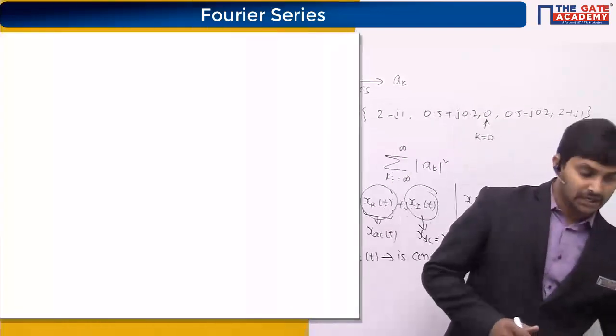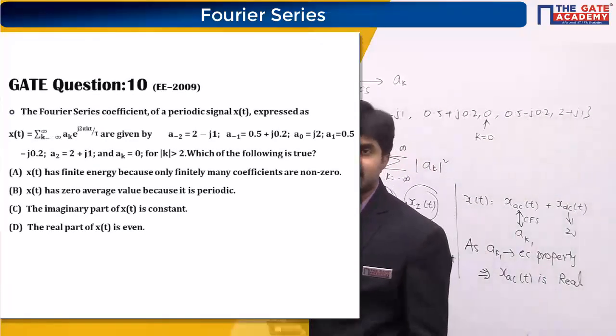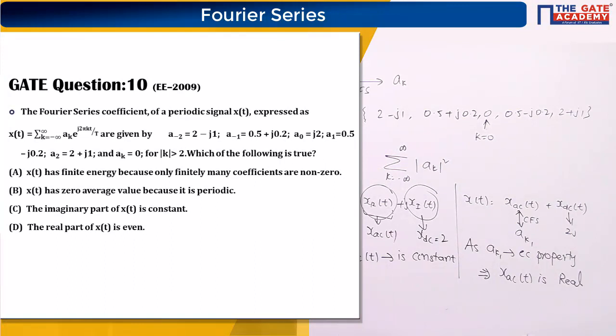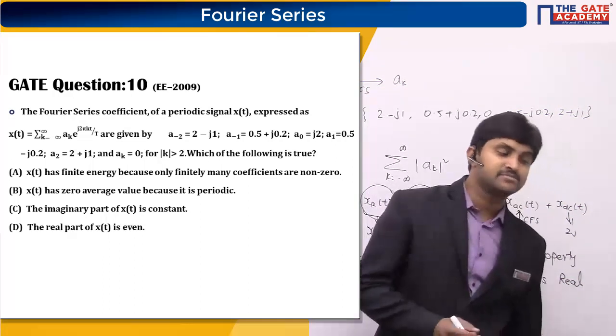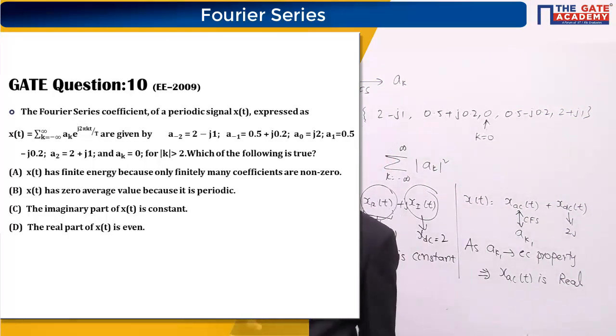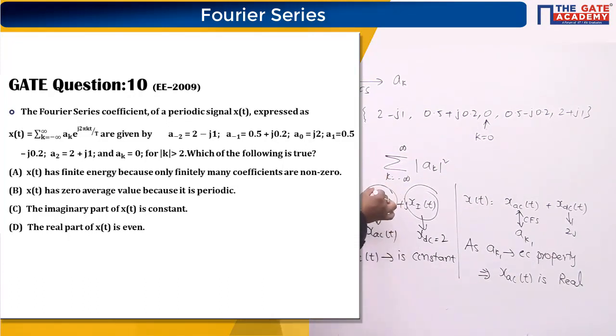Now let us come to the last option, because we know that the third option is correct. Let us see the last option. What is the last option? It claims that the real part of x of t is even. Is it correct? The real component is nothing but the AC component, and it says that the real component is even.